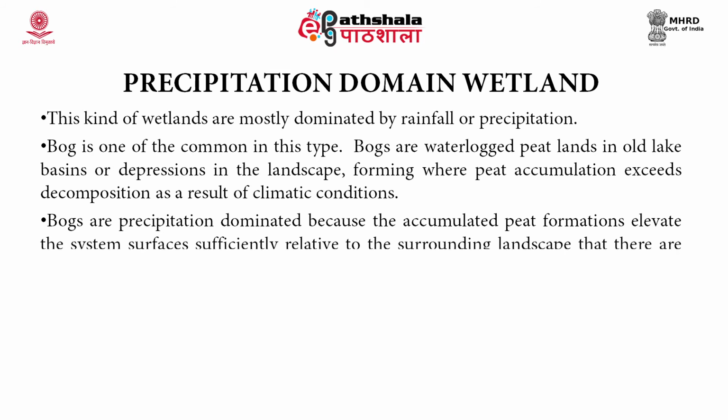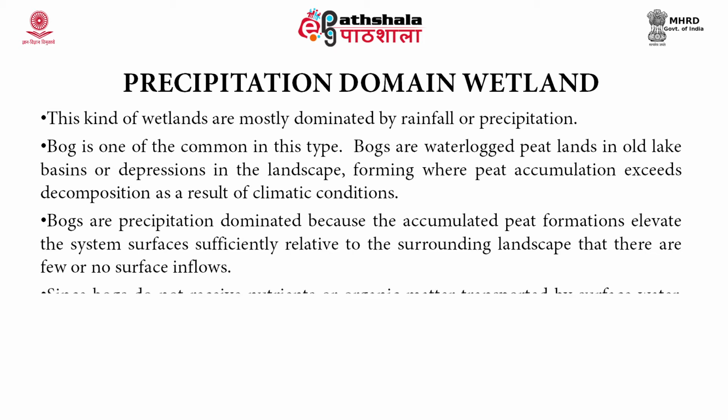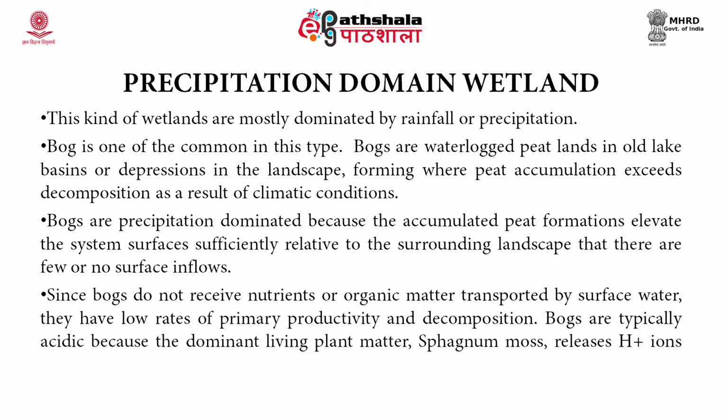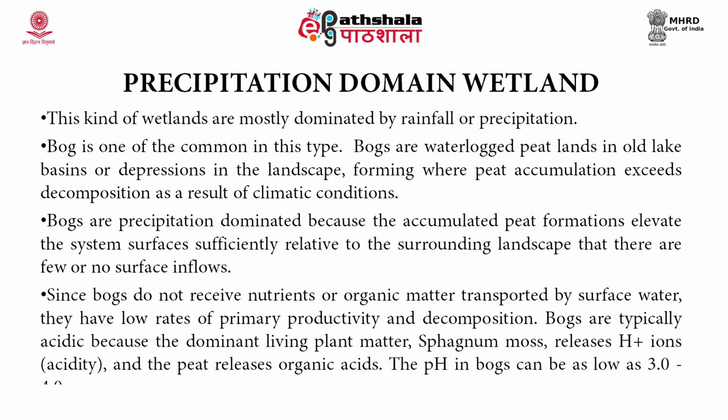Bogs are precipitation dominated because the accumulated peat formation elevates the surface sufficiently relative to the surrounding landscape that there are few or no surface inflows. Since bogs do not receive nutrients or organic matter transported by surface water, they have low rates of primary productivity and decomposition. Bogs are typically acidic because the dominant living plant matter, sphagnum mosses, release H plus ions, that is acidity, and the peat releases organic acid. The pH in bogs can be as low as 3.0 to 4.0.